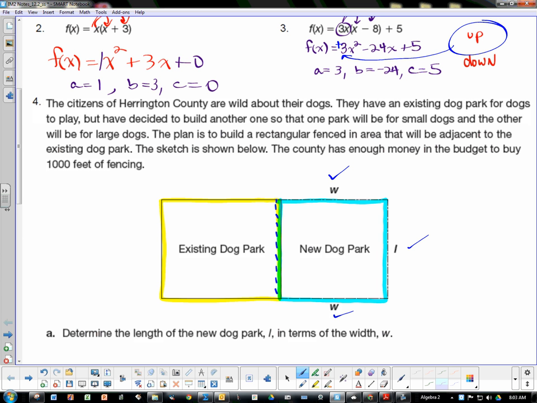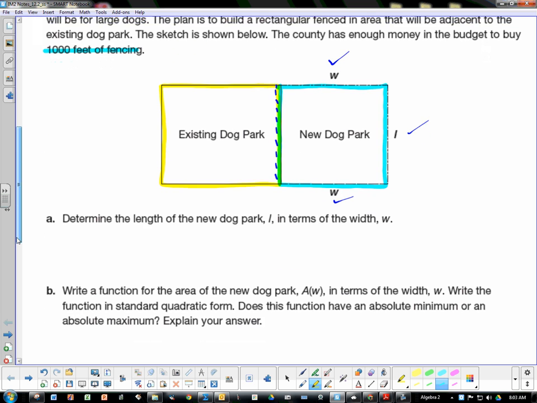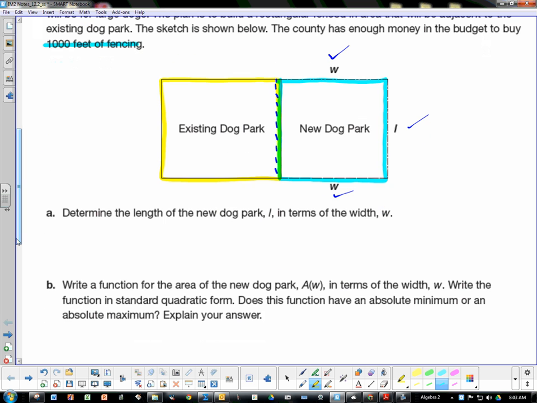So, some important information up here. It states that the county has enough money in the budget to buy 1,000 feet of fencing. Okay, fine. Determine the length of the new dog park in terms of W.